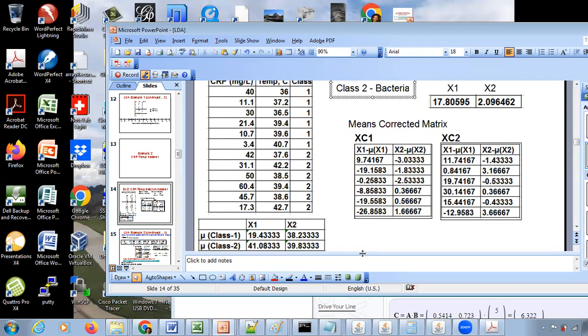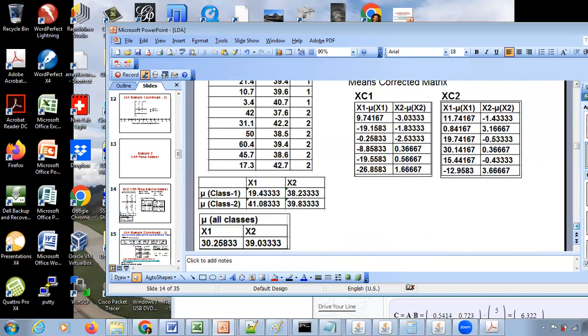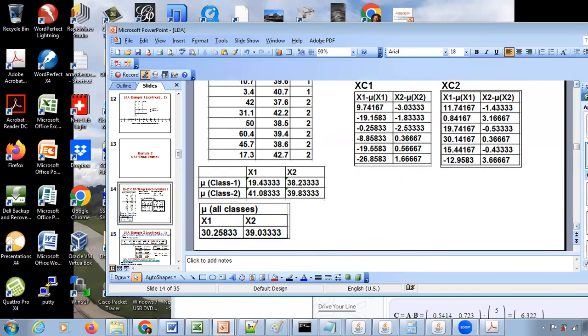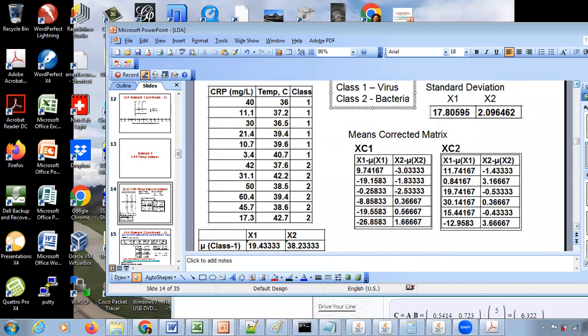So you need to really determine these values correctly, because as you can see, the rest of the calculations depend on the means that you find. So make sure you determine the means correctly for individual classes and across all the classes. Now the first step is the means corrected matrix, which is XC1 and XC2.